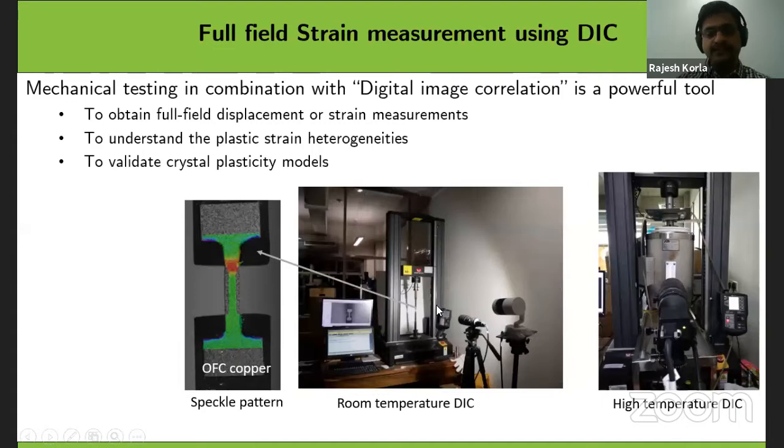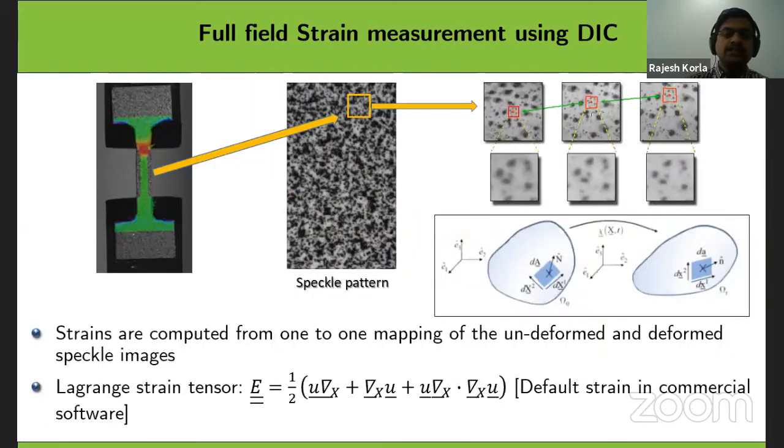So when you go to high temperature DAC, we have to use high temperature paints so that the paints do not decompose or evaporate at that temperature. So this is how the sample speckle pattern looks like. Okay, I'll give a very brief methodology of how they calculate the strain from the DAC.